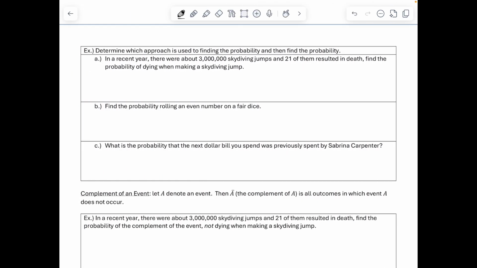The example at the top of the next page says determine which approach is used for finding the probability and then find that probability. Part A says in a recent year, there were about 3 million skydiving jumps and 21 of them resulted in death. Find the probability of dying while making a skydiving jump. Since these values are given to us and we know them, they're counted and observed, this is going to be a relative frequency approach that we're using. And so in order to find the probability of dying while skydiving, it's going to be a skydiving death.